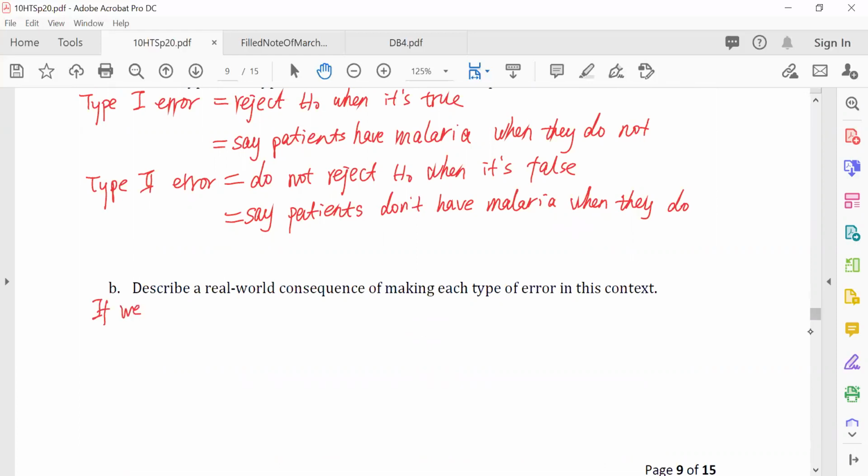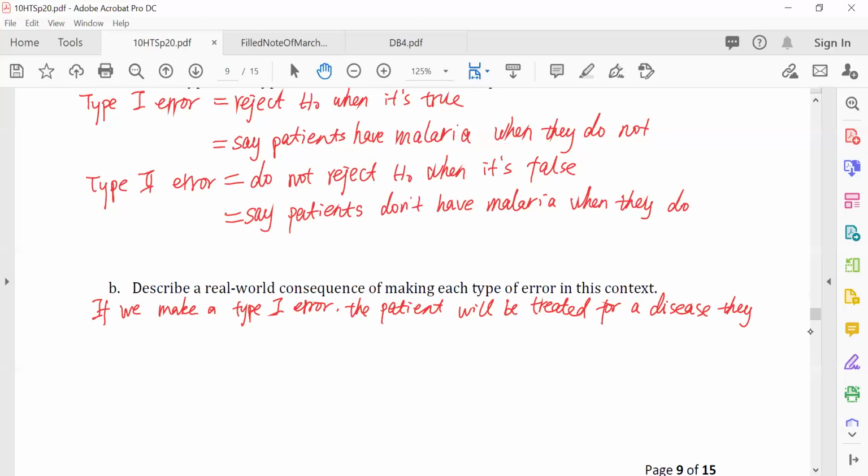If we make a type 1 error, the patient will be treated for a disease they do not have and may experience unpleasant side effects.